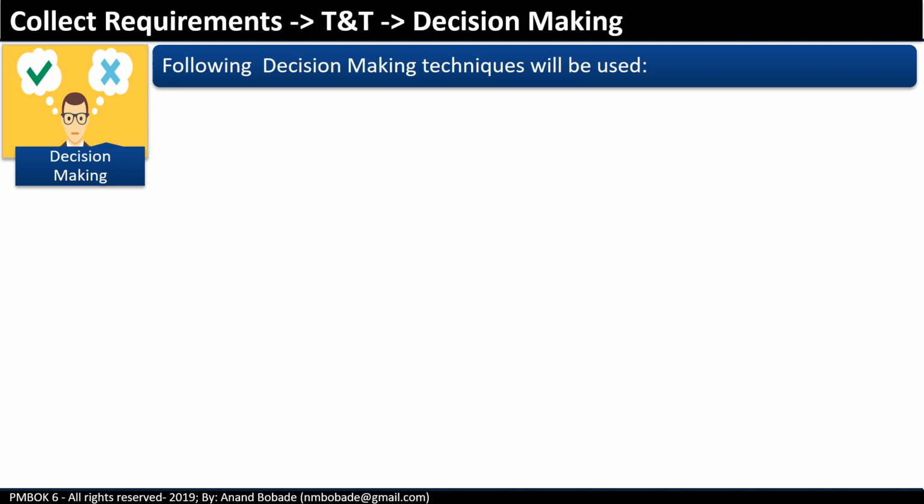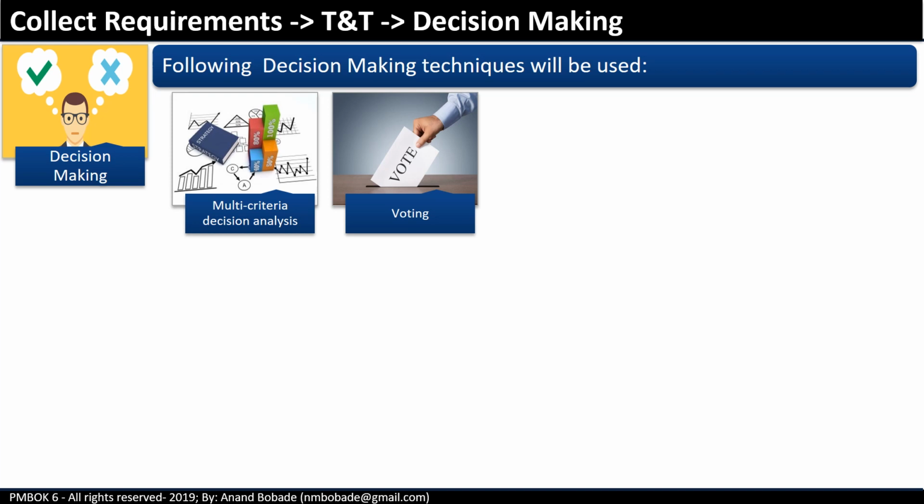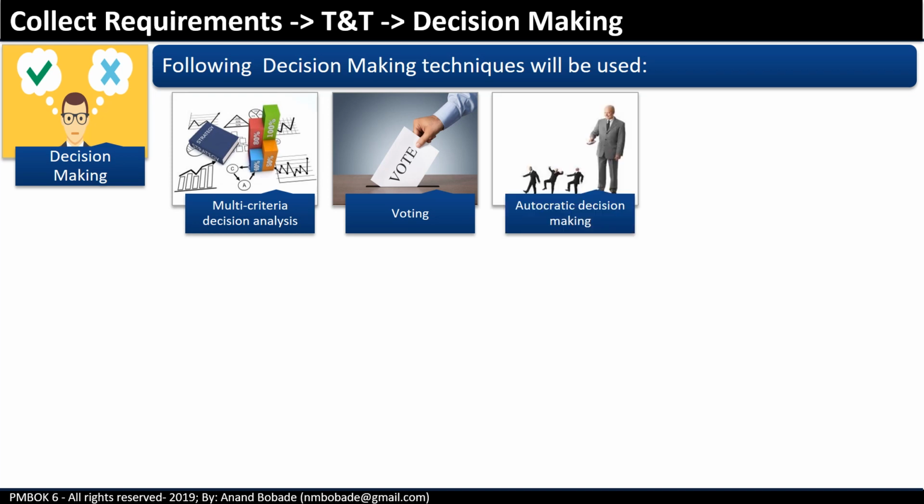Decision making. We have seen this technique multiple times. Remember, this technique applies to any decision-making process in the project. In this case, it is referring to decisions to deal with requirements. For example, if there is no agreement on one of the requirements between two key stakeholders, then you cannot include this requirement in its current form in the requirements document. To deal with this situation, you may use decision-making techniques like multi-criteria decision analysis, voting, and autocratic decision making.